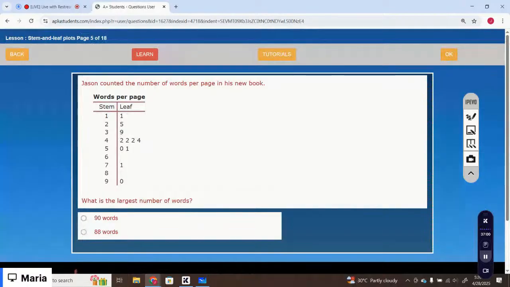Jason counted the number of words per page in his new book. What is the largest number of words?